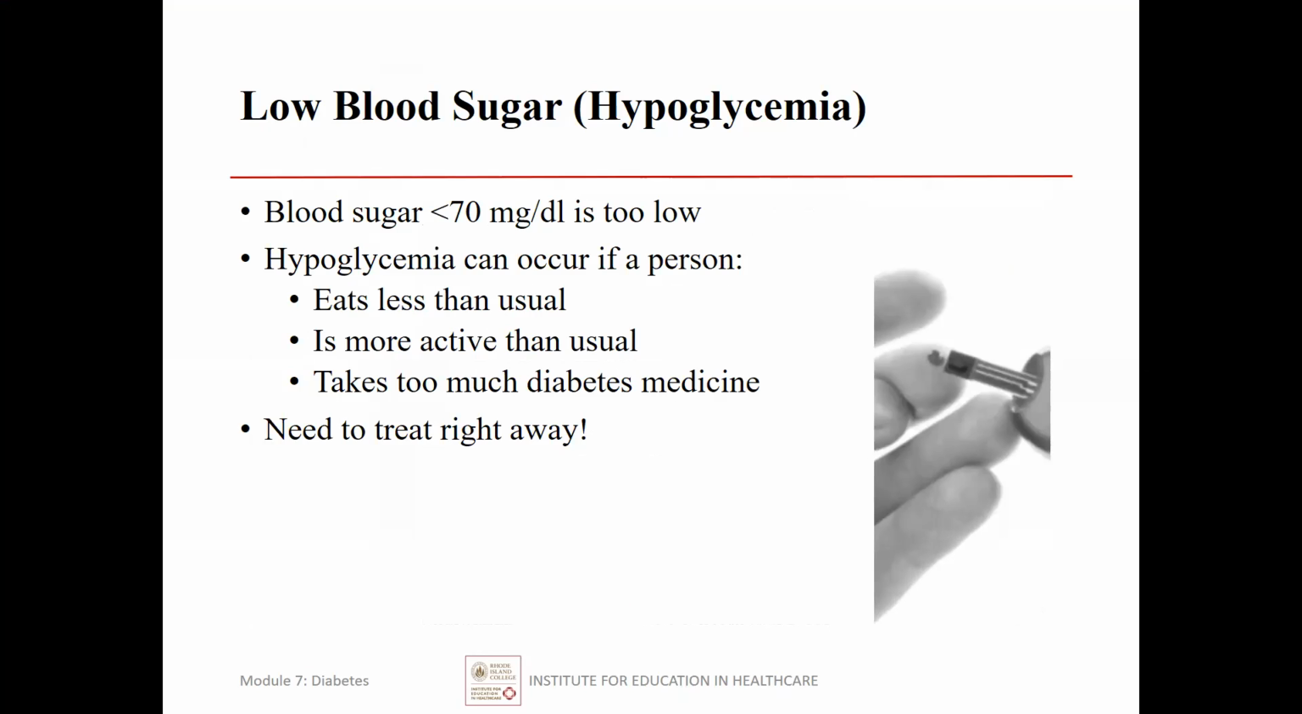It's not uncommon for diabetics to have some times when their blood sugar goes too low or too high temporarily, either because of what they're eating or because of their medication, or in some cases when they get sick. So low blood sugar, which is also called hypoglycemia, is defined as a blood sugar reading below 70. And hypoglycemia can occur if a person eats less than usual, is much more active than usual, takes too much diabetes medicine. And this needs to be treated because you don't want it to keep going down. So you need to bring the blood sugar back up.